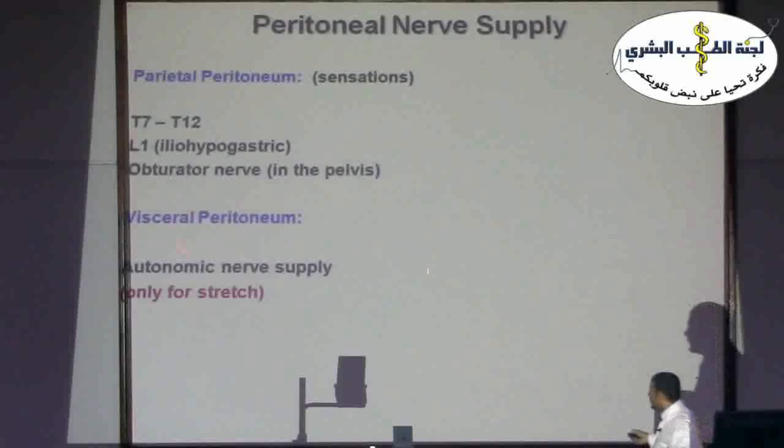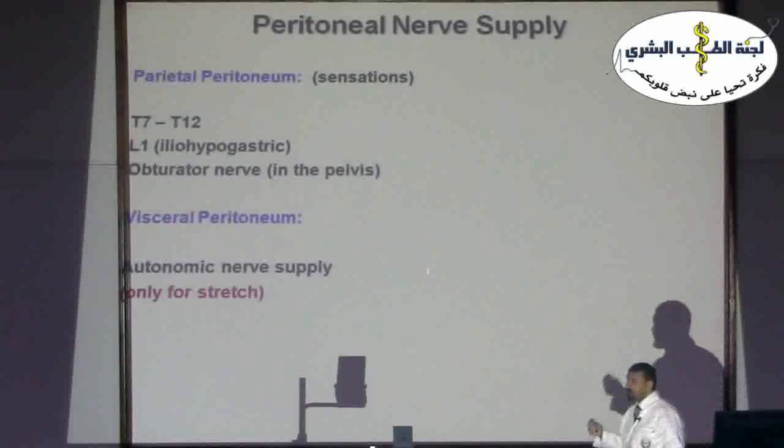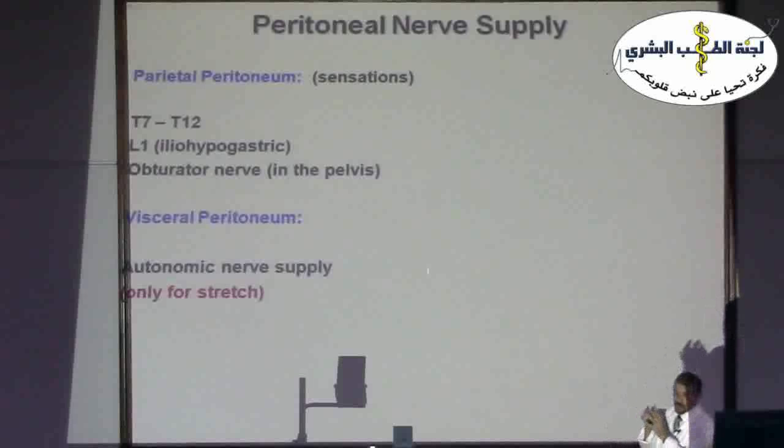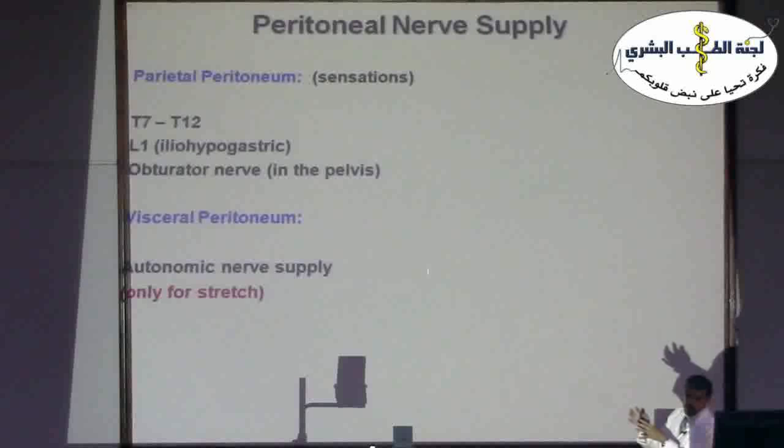But the visceral peritoneum, what I want you to distinguish is that parietal is somatic. If there's pain in that part of peritoneum, you will feel it there. Okay? Visceral peritoneum is different because it's covering the organs. So the innervation is the same as the organ it covers, for example the stomach, and the omentum.